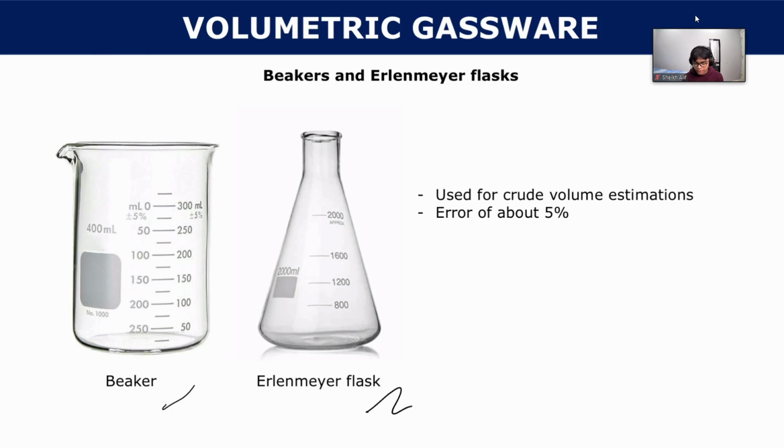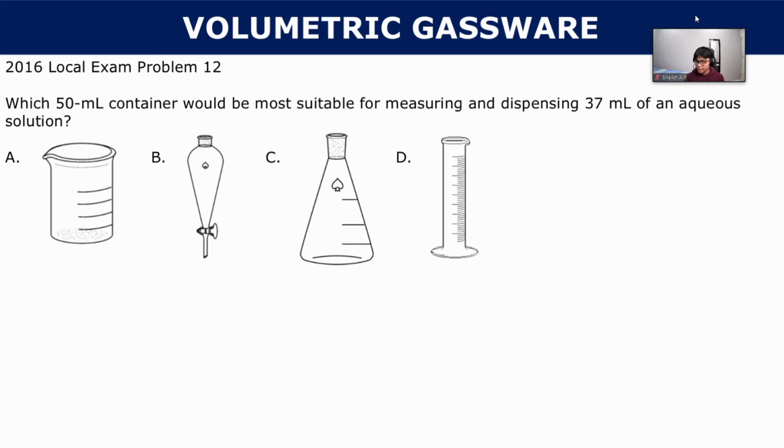Let's move on to some problems. Which 50 mL container would be most suitable for measuring and dispensing 37 mL of an aqueous solution? Well, we know that the Erlenmeyer flask and the beaker cannot be it because they are not volumetric glassware. They are quite inaccurate, and you should not be using them for accurate, like precision stuff.